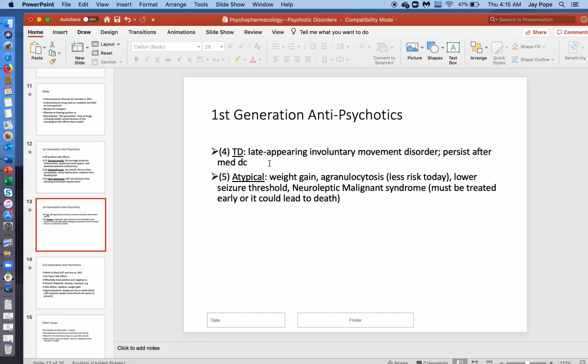And then there are some also atypical side effects, which can include weight gain, agranulocytosis. This is more seen in the second generation drugs than the first generation drugs, but you still do see it. Lower seizure threshold, meaning that it doesn't take as much electrical stimulation to cause a seizure. And then something very dangerous called neuroleptic malignant syndrome, which must be treated very early or it could lead to death.